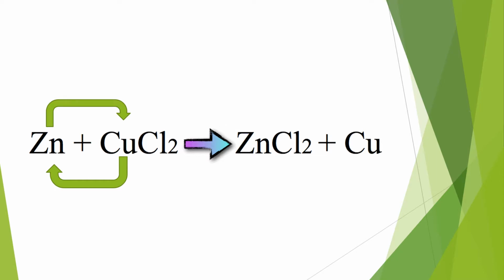With actual elements, zinc is combining with copper chloride. So zinc and copper switch places. So now we have zinc chloride, and we have copper by itself. So it just flip-flopped places with one of the elements in the compound.